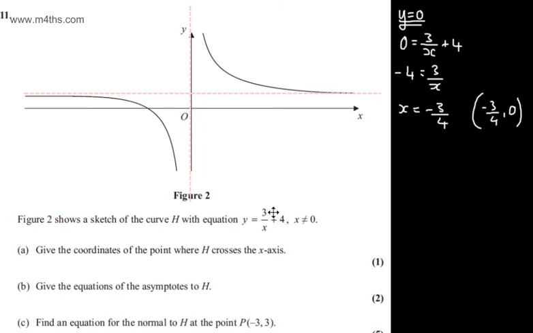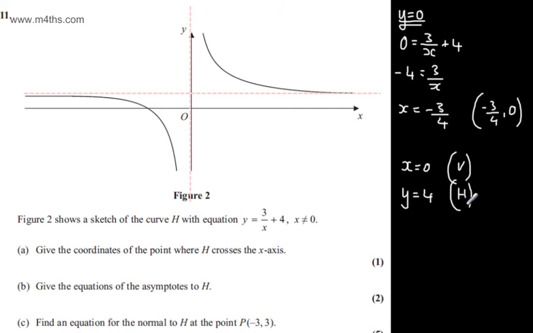Or, if you like, we can see this as a graph transformation of 4 units in the positive y direction. So we'll have x is equal to 0, that's going to be the vertical one, and then we'll have y is equal to 4, which is going to be the horizontal asymptote.